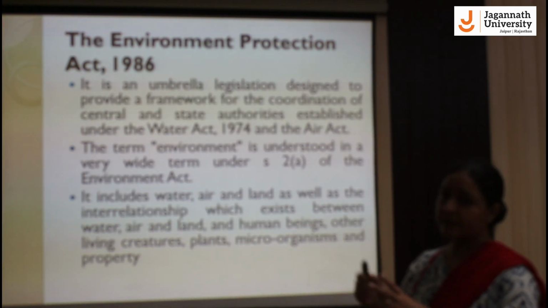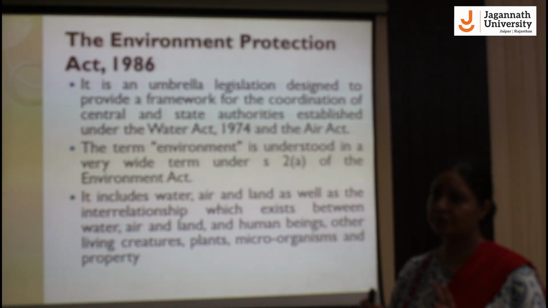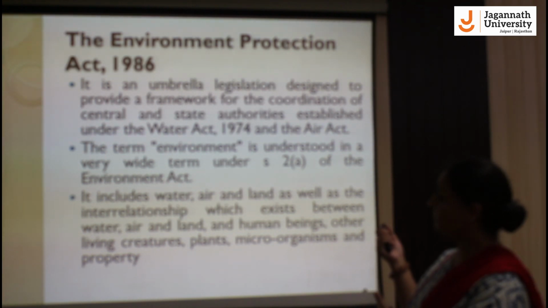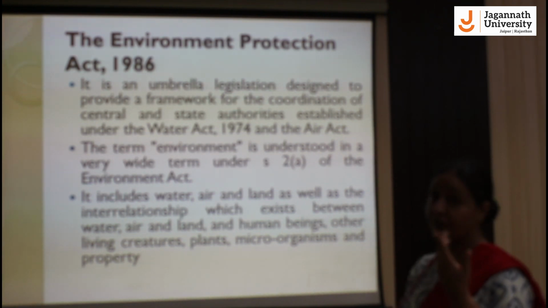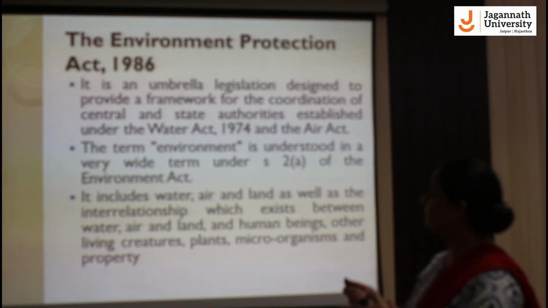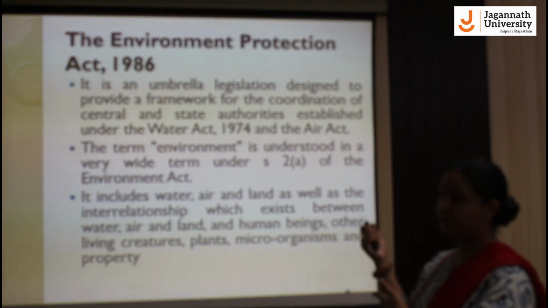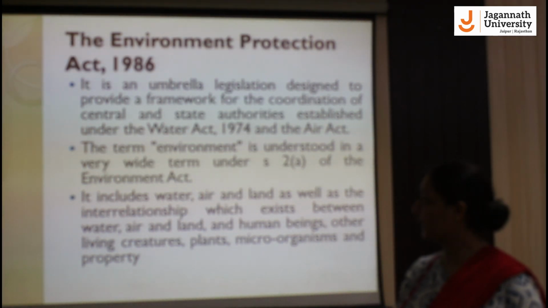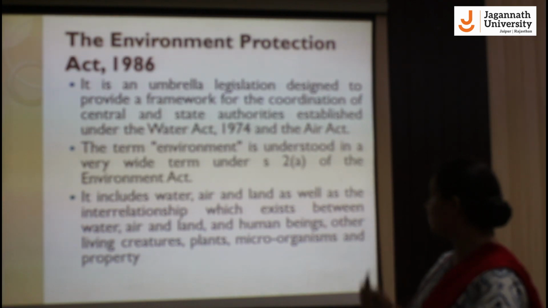So it is a kind of umbrella. This act is a kind of umbrella which can cover, measure or stop, we can say protect, against various kinds of issues. So we can say this umbrella legislation is designed to provide a framework for the coordination of central and state pollution control boards, or authorities, like the Water Act of 1974 and similarly the Air Act of 1981.